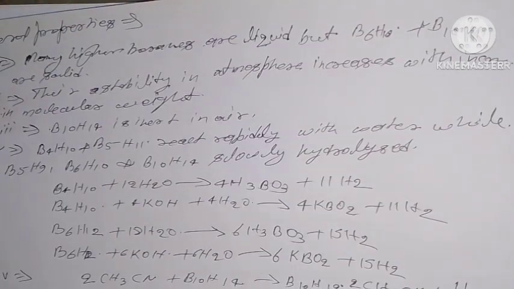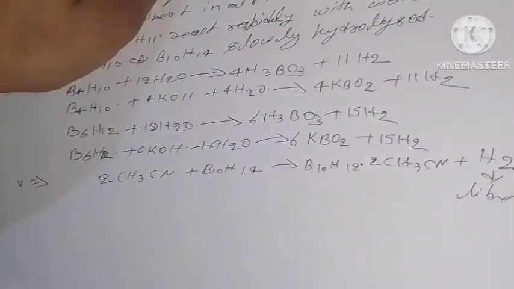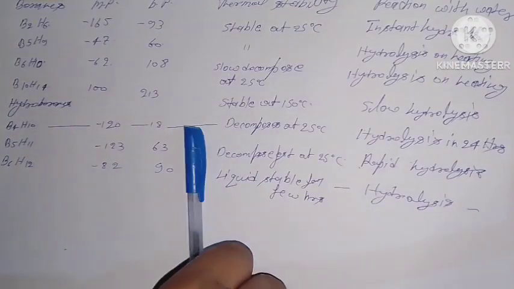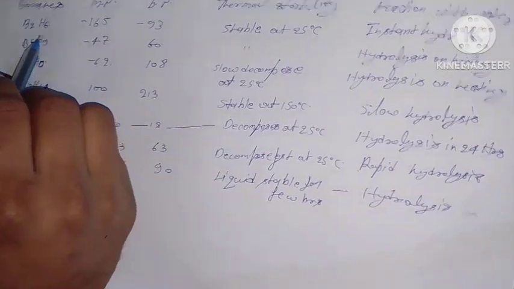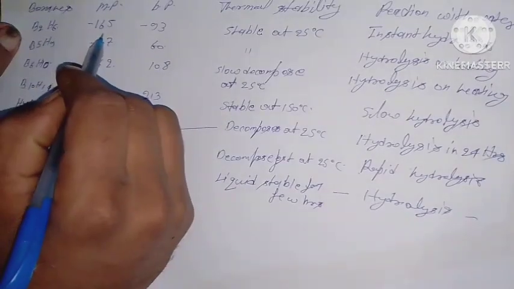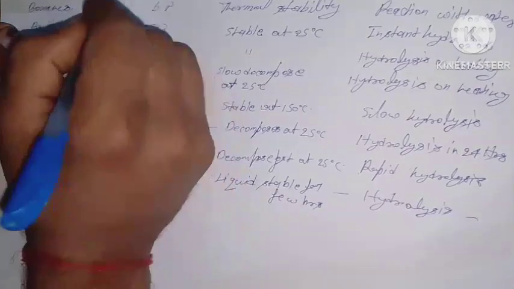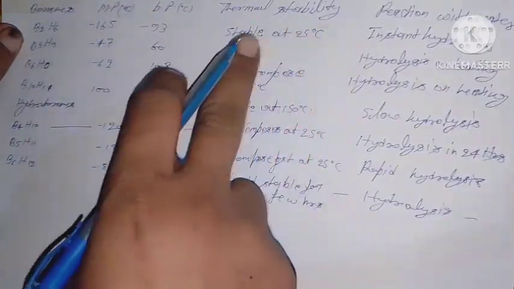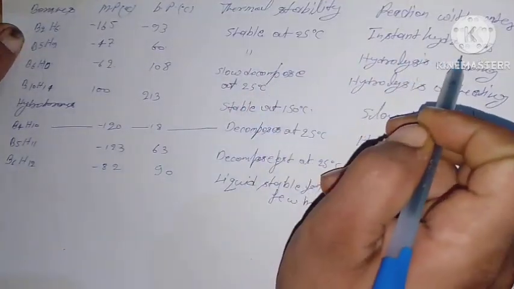Okay, and the important properties of boranes you can note. Important properties of boranes. B2H6, diborane: melting point minus 165 degrees Celsius and boiling point minus 93 degrees Celsius. Thermal stability: stable at 25 degrees Celsius, and reaction with water: instant hydrolysis.